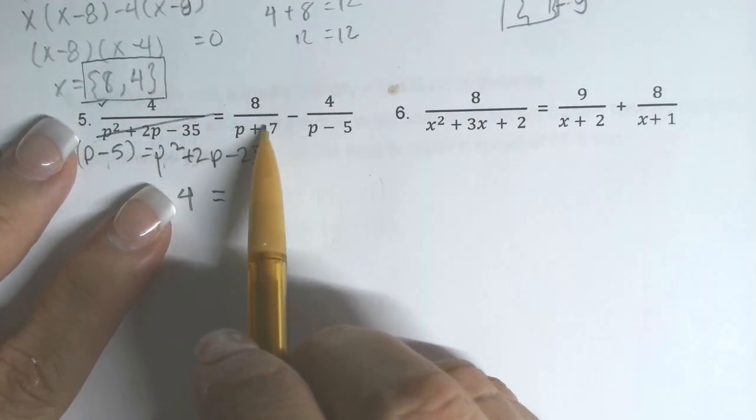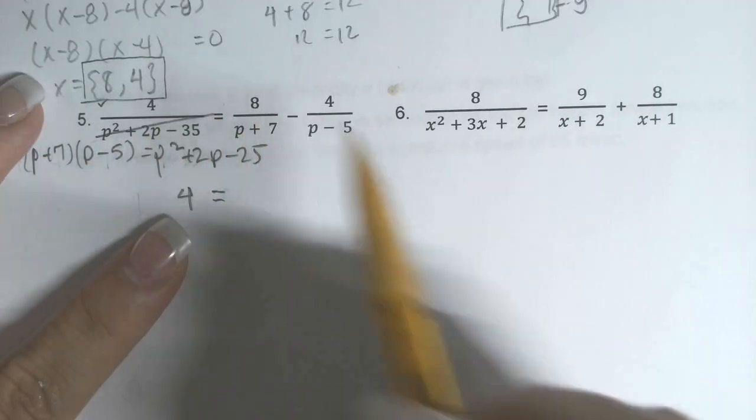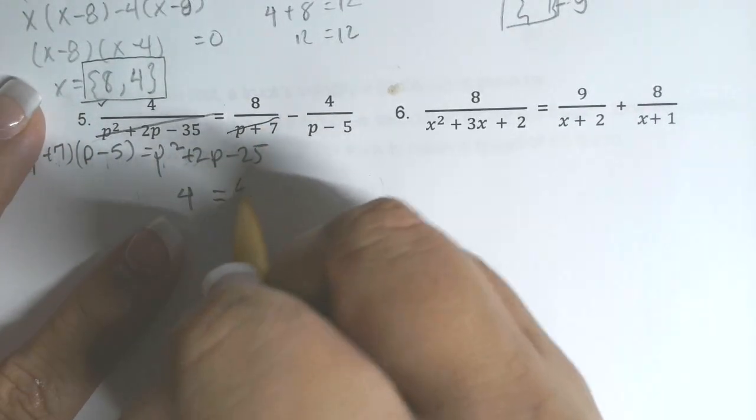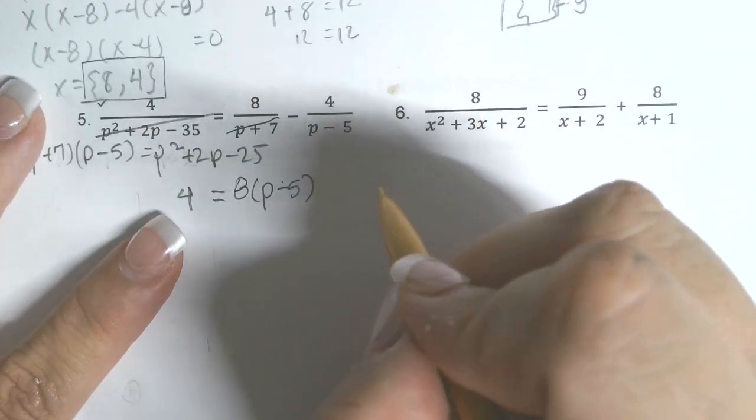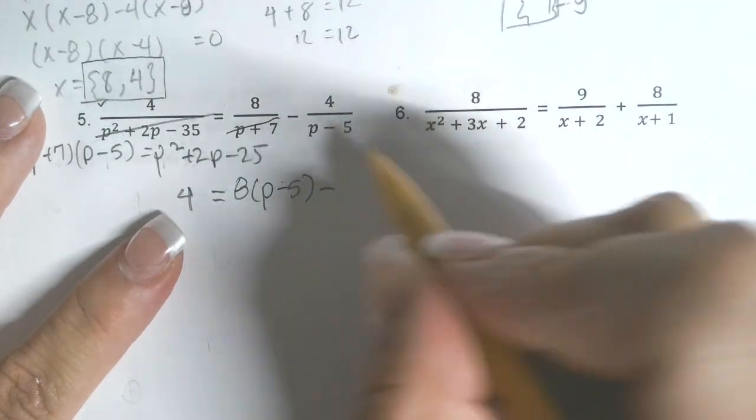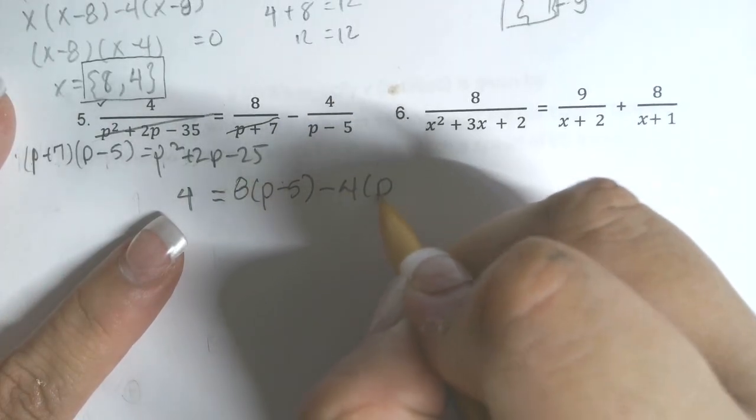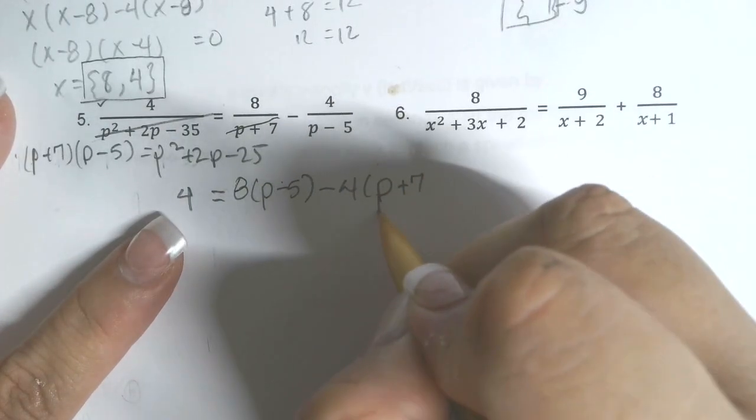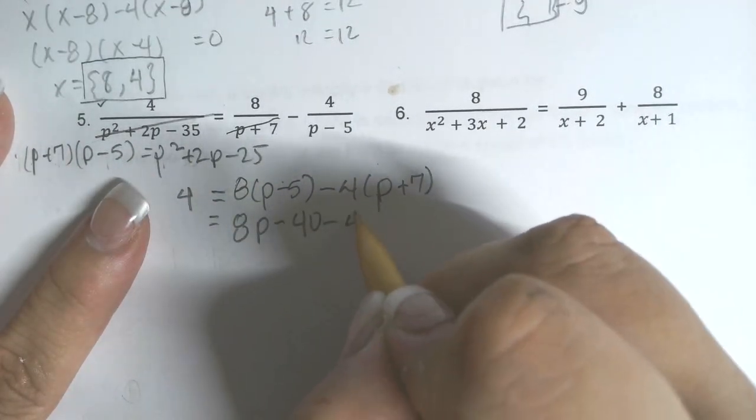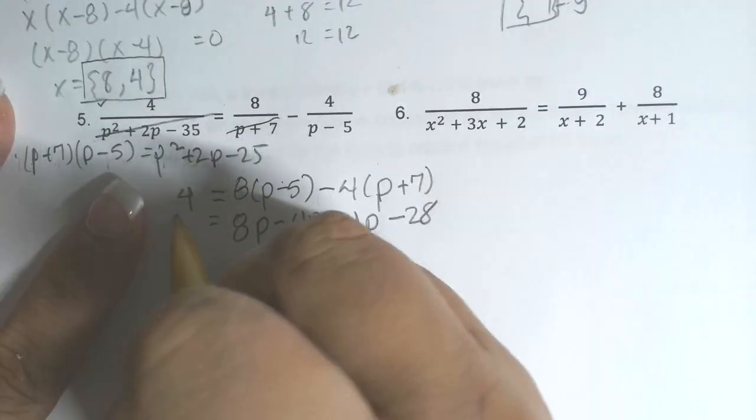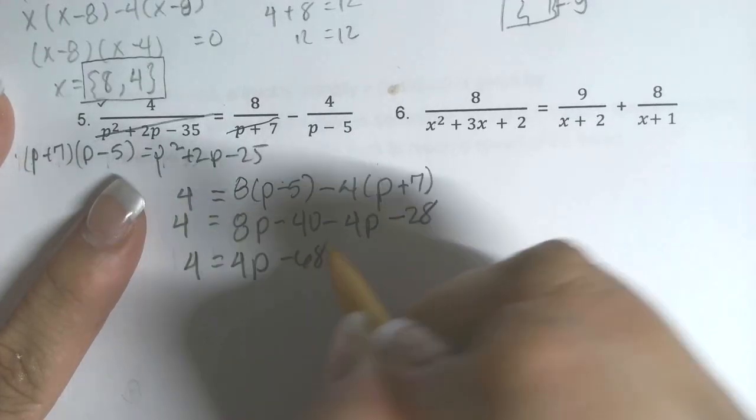And then next we have p plus 7. So I have a p plus 7, so that means in the numerator I need a p minus 5. So it's 8 times p minus 5, and then minus, I have a p minus 5, so that means a p plus 7 needs to be in the numerator. 4 times p plus 7. So then altogether we get 8p minus 40 minus 4p minus 28. Bring down my 4. 4 equals 4p minus 68.